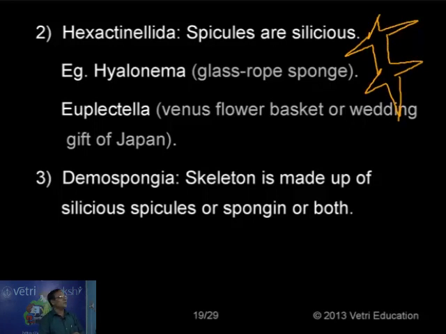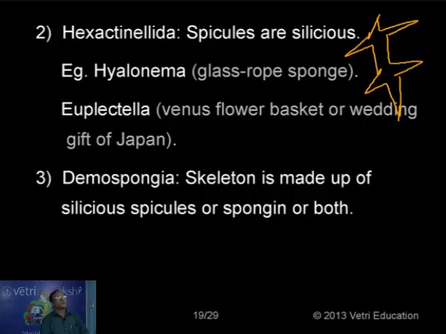We have one animal, a transparent sponge called the glass rope sponge, Hyalonema. Another animal of economic importance is Euplectella, also important from the examination point of view, the Venus flower basket. It is given as a gift in Japan at the time of a wedding to symbolize 'till death we do not part'. Hence it is called the wedding gift of Japan, or by the nickname Venus flower basket.